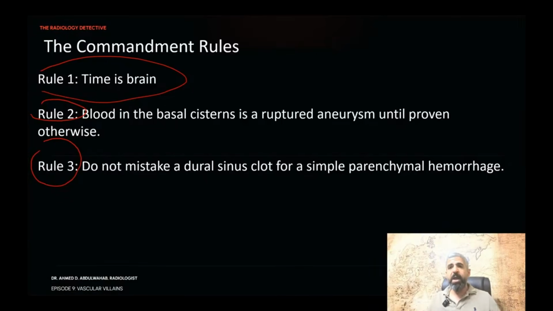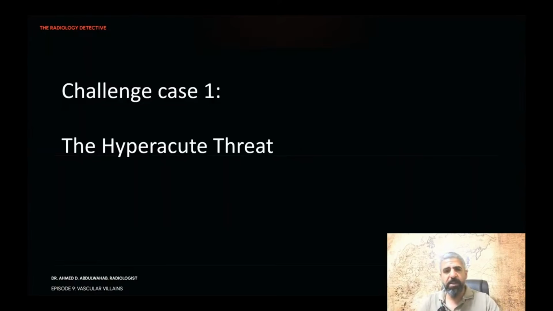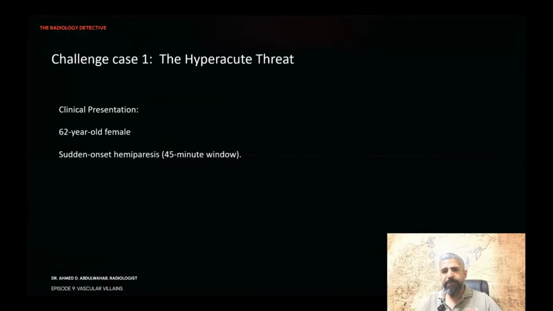Keep these in mind. Are you ready for challenge case number 1? Let's start with challenge case number 1. It's called the hyperacute threat. Now, the presentation. Our first case, a 62-year-old female presents with sudden onset left-sided weakness and slurred speech. Onset was exactly 45 minutes ago. The clock is frozen and we need to locate the block.